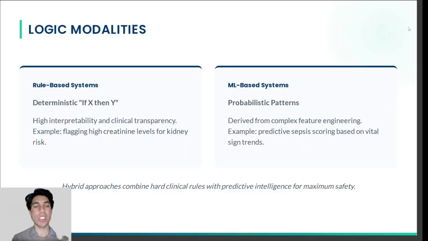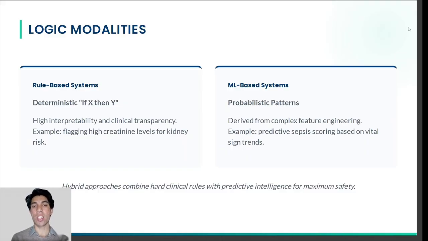But the problem with these systems is that they are dumb. They cannot make decisions on their own. They cannot think on their own. So they are just hard coded. If a rule is not covered in these systems, they will just not know.